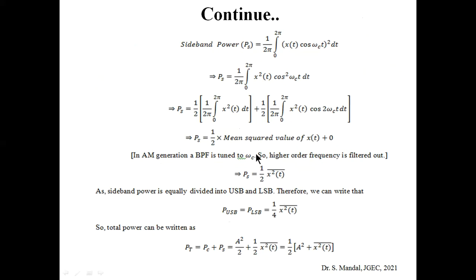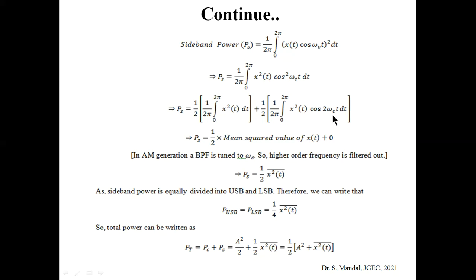Now coming to the calculation of the sideband power, that is represented by Ps. So Pc is the corresponding carrier power and Ps is the sideband power. Again, sideband power means x(t) cos omega c t, that denotes the modulated wave. So we can write 1 by 2 pi from 0 to 2 pi x(t) cos omega c t whole square dt, and it becomes x square t cos square omega c t dt, like this. If we replace cos square omega c t by 1 plus cos 2 omega c t by 2, it will become Ps equal to half into 1 by 2 pi from 0 to 2 pi x square t dt, plus half into 1 by 2 pi from 0 to 2 pi x square t cos 2 omega c t dt.